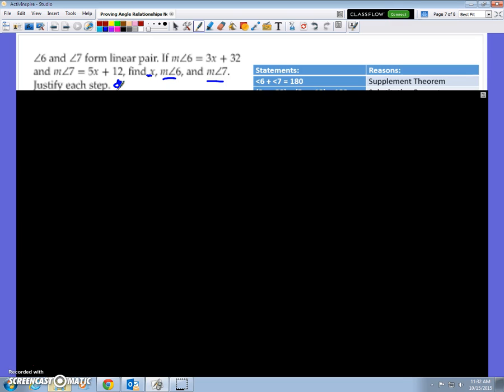Before we do that, we're going to state the given. The given information goes over here. All the things you need for your given information include that they form a linear pair, what measure angle 6 is, and what measure angle 7 is. That all needs to be part of your given. So I'm not going to rewrite those right next to it. I'm just going to tell you, you need to write them down.